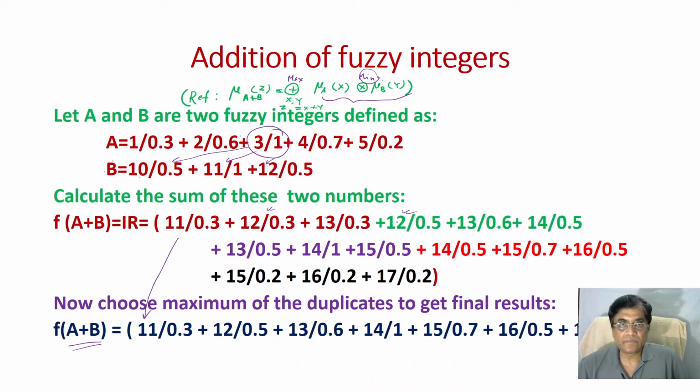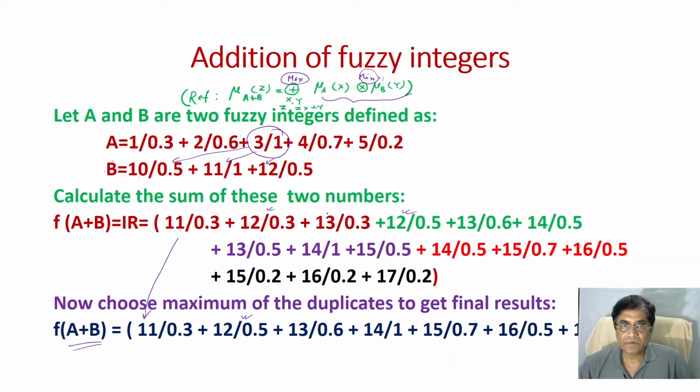This is another 12. Is there any other 12? No. So out of this 12, I will have to take now the maximum membership value. Which one is maximum? 0.5. So done. Then third, come to 13.